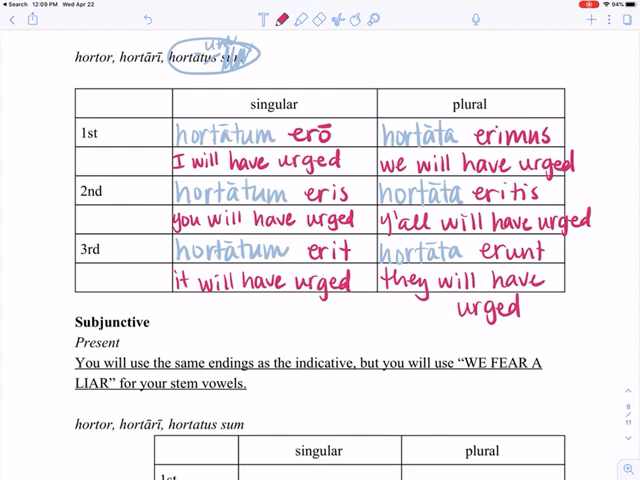Now, I'm going to stop at this point with just the indicatives, and you will see the subjunctive forms of these deponent verbs pop up in a different video. Email me if you have any questions.